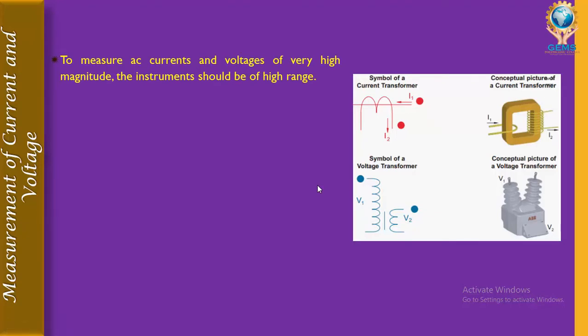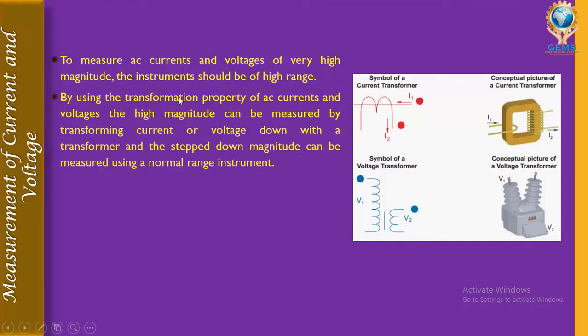An instrument transformer is an instrument to measure AC currents and voltages of very high magnitude. So the transformers or the instruments will be of high range. By using the transformation property of AC current and voltage, the high magnitude can be measured by transforming the current or voltage down with the transformer, and the step down magnitude can be measured using a normal range instrument.